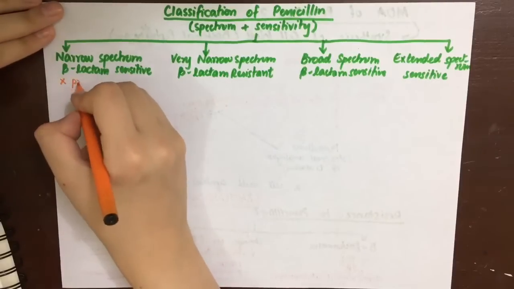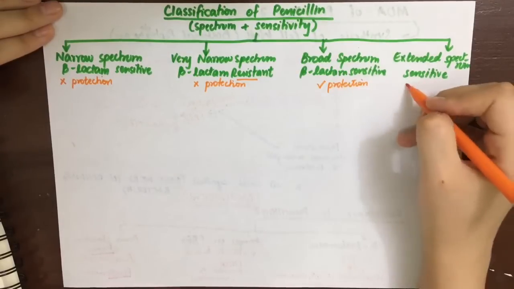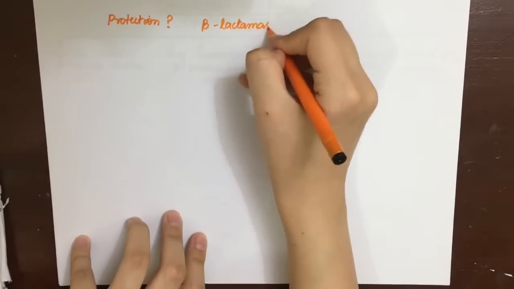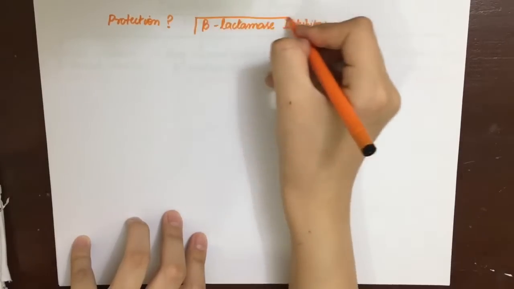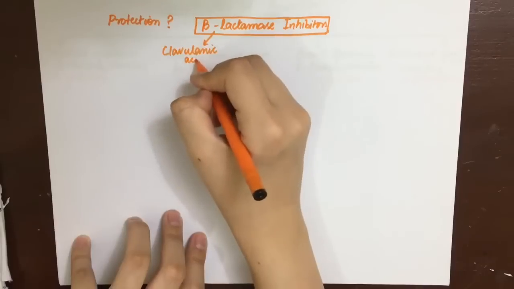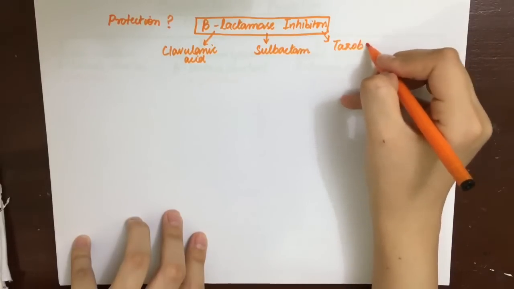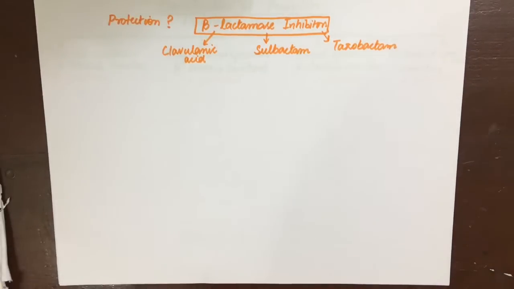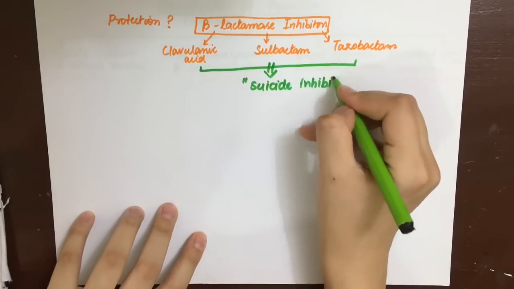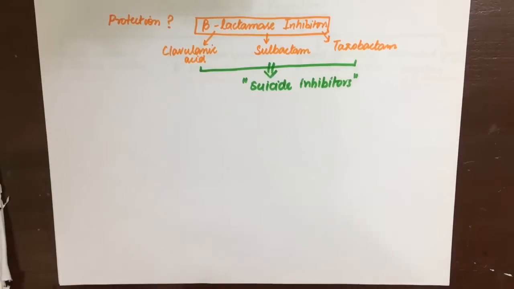Now, the first two, the narrow spectrum and the very narrow spectrum antibiotics, are given without any protection to the beta-lactam ring, while the last two are given with protection. Now, what do I mean by protection? By protection, we mean that we administer beta-lactamase inhibitors along with the broad spectrum and the extended spectrum antibiotics to save them from beta-lactamases. How do they do that? They resemble beta-lactam molecules structurally, and they are suicide inhibitors of beta-lactamases. That means that they will bind to the beta-lactamases and then be converted into metabolites, and then these metabolites will inhibit the beta-lactamases irreversibly.